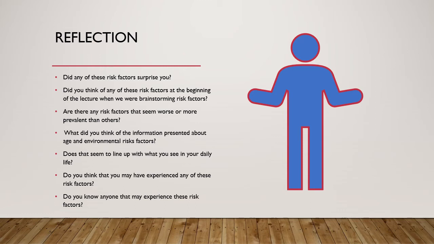What did you think of the information presented about age and the environmental risk factors? We saw that in childhood, parental and family risk factors played a larger role, but in adolescence, peer-related risk factors actually play a larger role. Does that seem to line up with what you see in your daily life? Do you think that you have experienced any of these risk factors, or do you know anybody that may have experienced any of these risk factors?